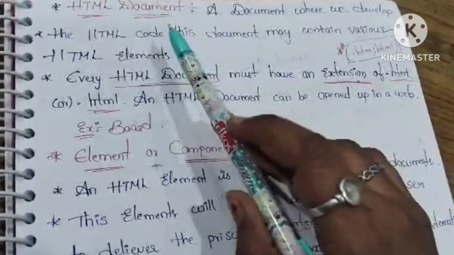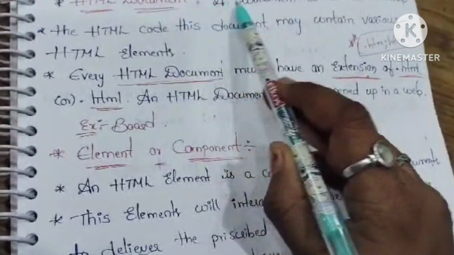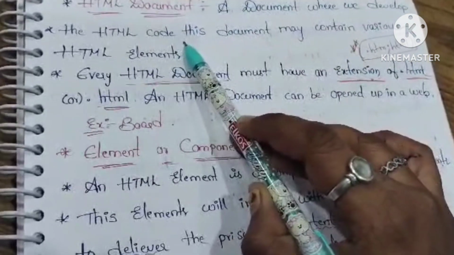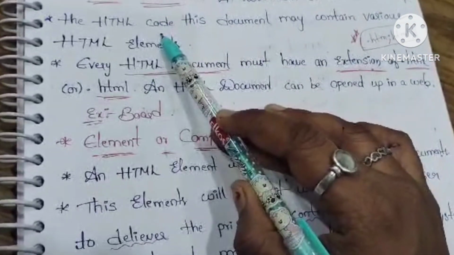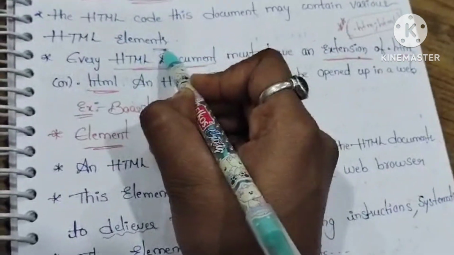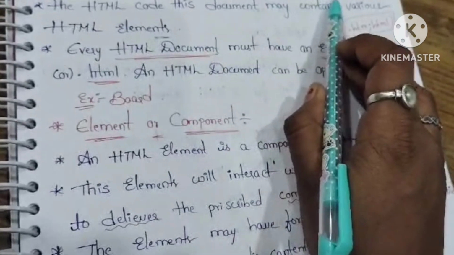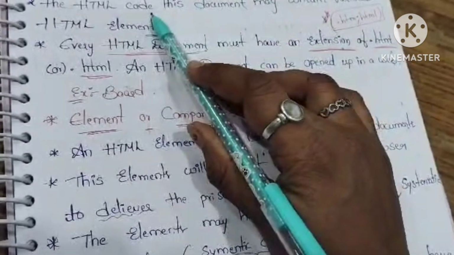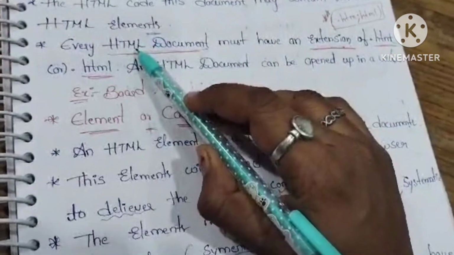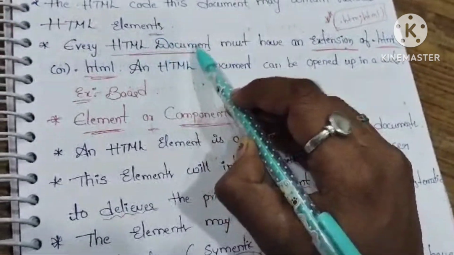Next is the HTML document. A document is where we develop the HTML code. This document may contain various elements, the elements and the code. The document must have an extension. The extension is .html or .htm.